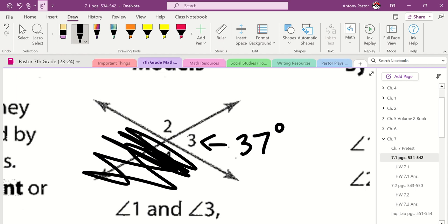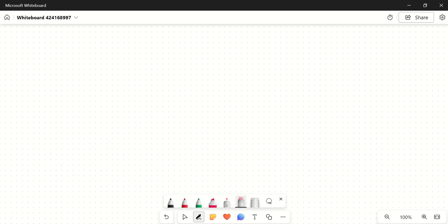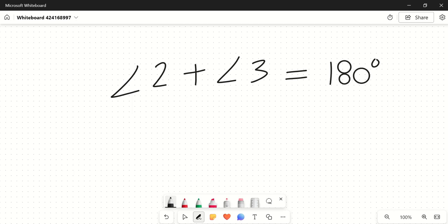So, again, that's a straight angle. Angle 2 and angle 3 have to make 180 degrees. If angle 3 is 37 degrees, how can I solve what angle 2 is? We're not dividing. So, let me write this out. Angle 2 plus angle 3 equals 180 degrees. If angle 3 we know is 37 degrees, I'm going to replace that with 37 degrees. We don't know what angle 2 is, so what can I replace angle 2 with?